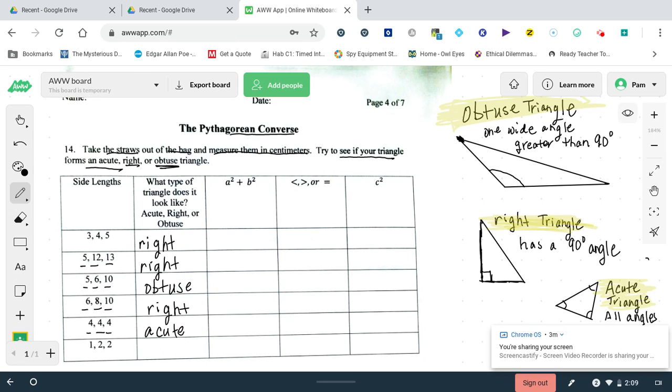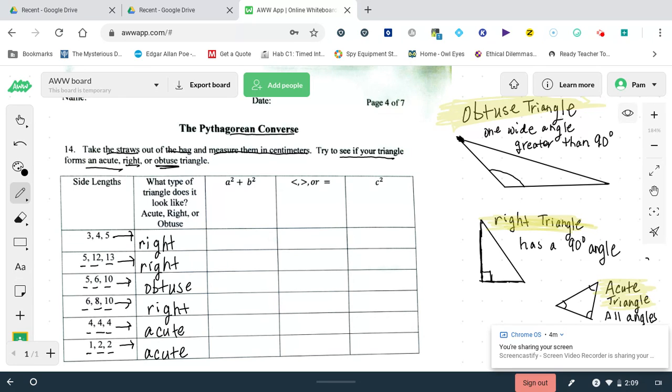And this would have made more sense had we actually been in class. I'm sorry, guys. 1, 2, and 2, if you had straws with those lengths, would have formed an acute triangle. All right, so I've given you the straw part. Don't worry about that. If you just remember, these measurements make a right triangle, these make a right, these make an obtuse, these make a right, and these two measurements make an acute triangle. So now what we're going to do is just fill the table in.